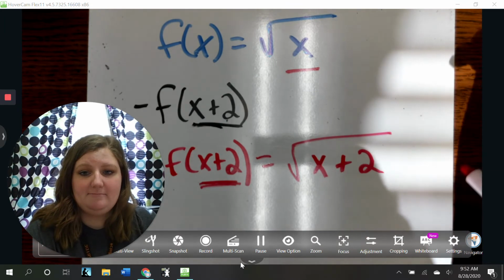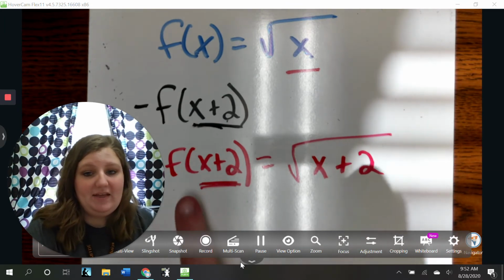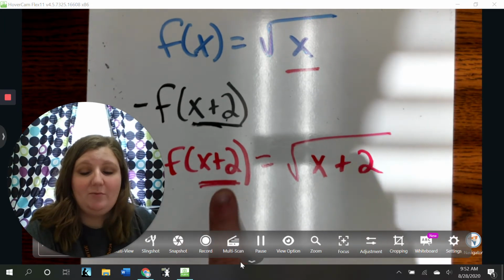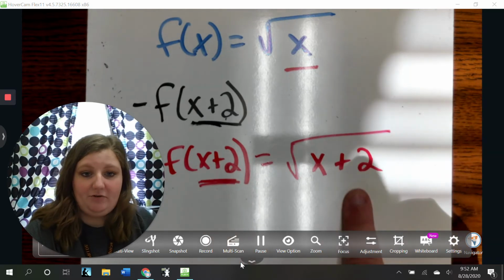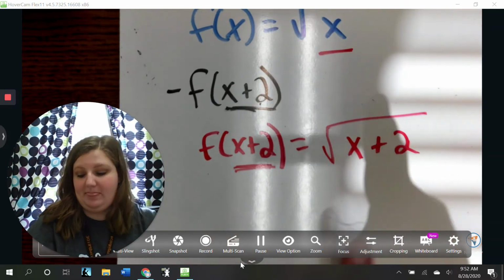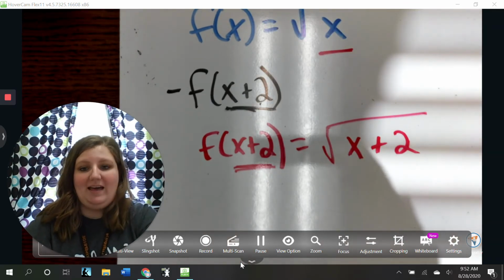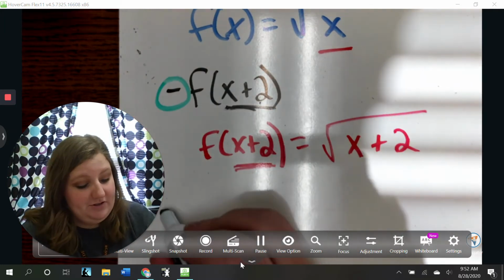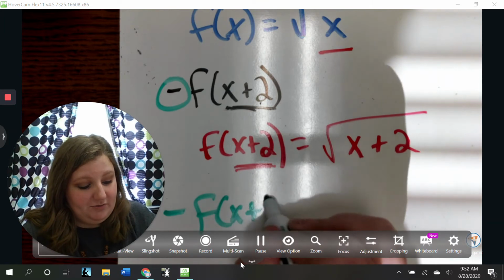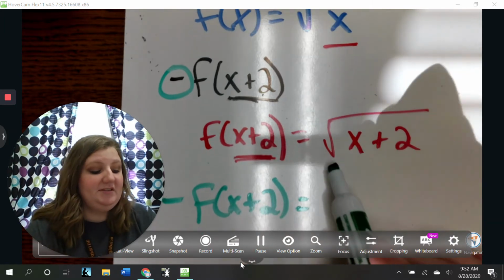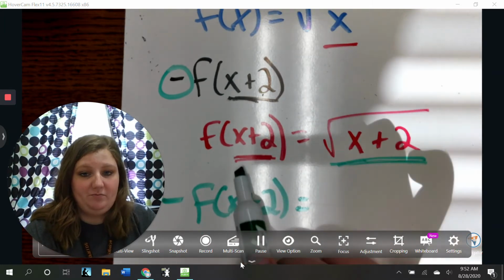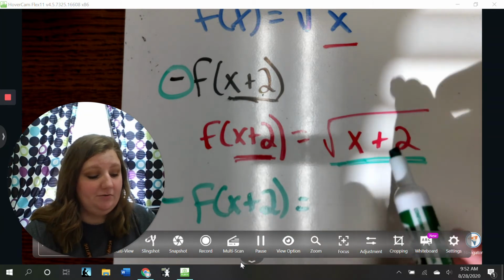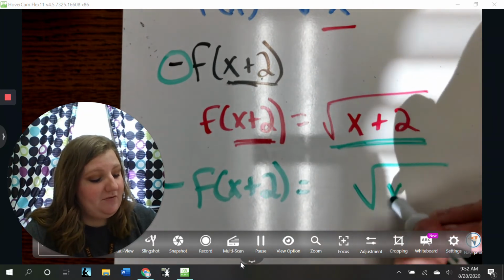Okay? So that's just f of x plus 2. It's plugging whatever's in our function in for x, in for our variable. Next, we had negative f of x plus 2. So negative f of x plus 2 means we're going to bring down our function that we just found for f of x plus 2. So we bring down square root of x plus 2.